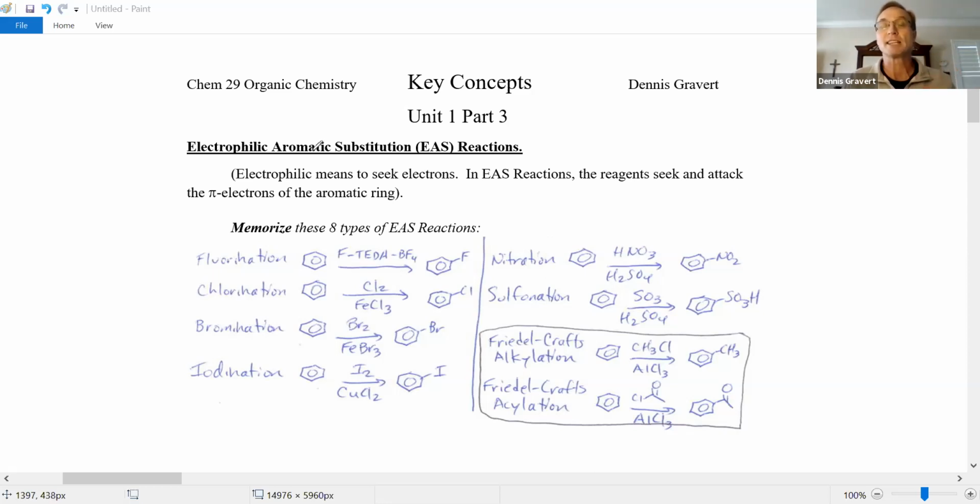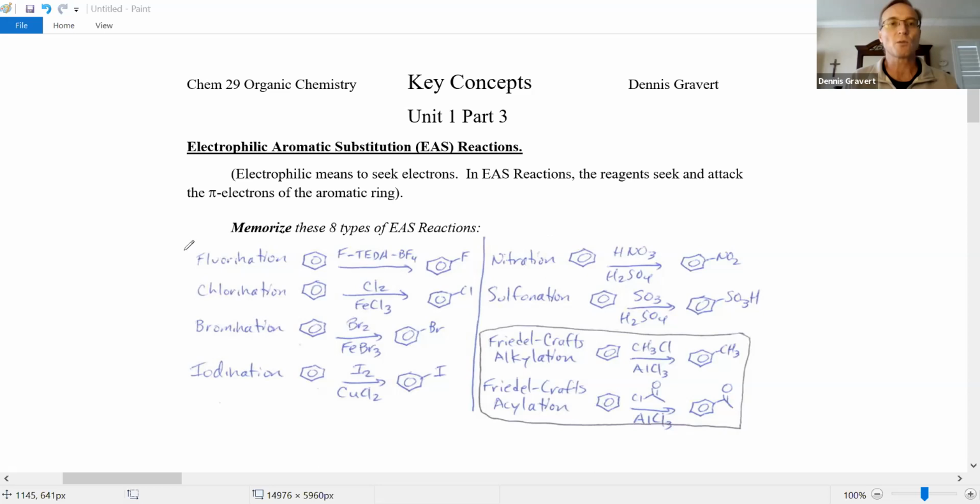Oh, that's a key point. So once a new group has been presented on the ring, it's unlikely that that group will leave. If you do another substitution reaction, you're going to only substitute hydrogens. Okay, so more on that later in a future video. Let's just get these reagents out of the way.